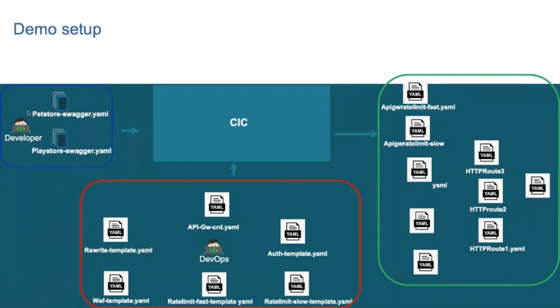And then there is a different team who's writing the Play Store. They have all their APIs in the Play Store Swagger.yaml, and this is something they just checked into Git. Now, DevOps comes into the picture. DevOps, as we discussed, controls all the policies. So they prepare the templates. Some of the templates they prepare upfront, some of them they will form on demand.